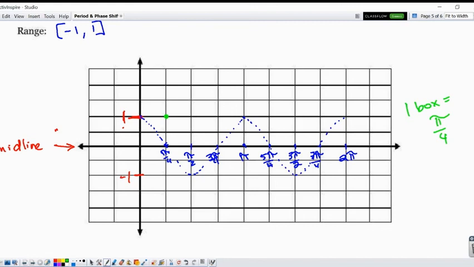So here's our new maximum, and then we go down to our intercept and our minimum and our intercept and our maximum and our intercept and our minimum and our intercept and our maximum. And we can see that it's the same shape. It's literally just been dragged to the right by 1 box.